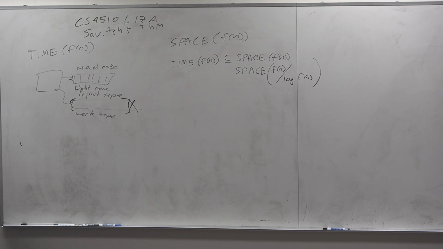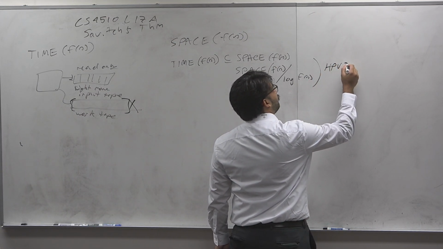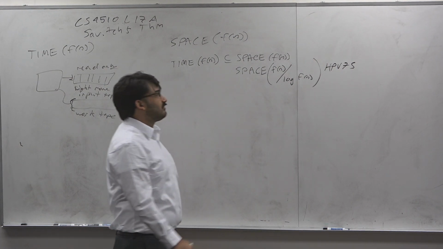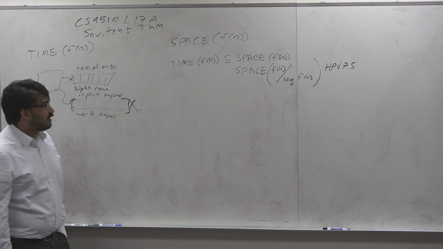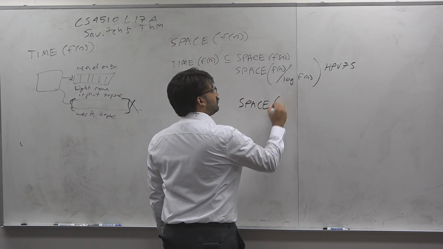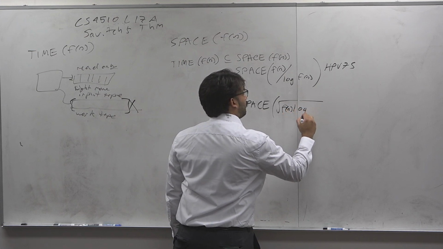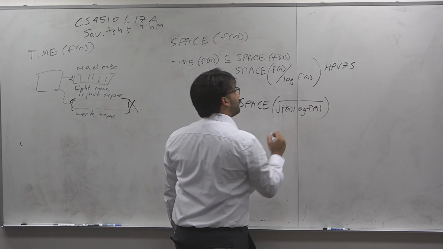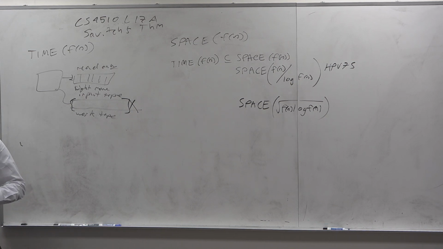And this result stood for like, HPV 75, I think. This result stood for like 50 years until like, I don't know, March or something. And there's a new improvement to this, which is the square root of f of n log f of n. So people were very surprised that you could improve this simulation. And the paper was called Simulating Time with Square Root Space.